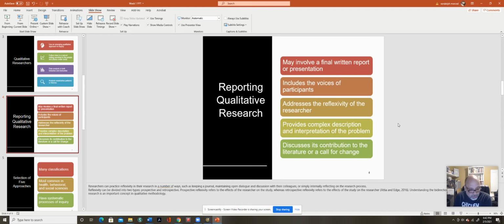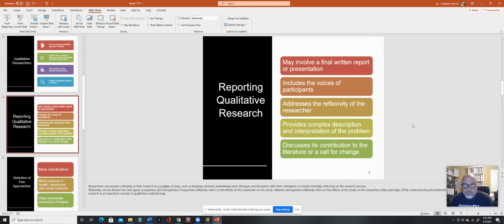Reflexivity can be divided into two types: prospective and retrospective. Prospective reflexivity refers to the effects of a researcher on the study, whereas retrospective is the effects of the researcher after the study, understanding the bidirectional relationships in the research. So that's pretty important.